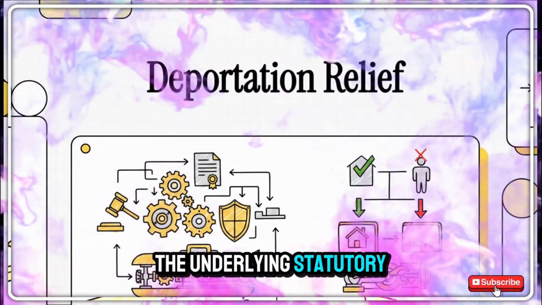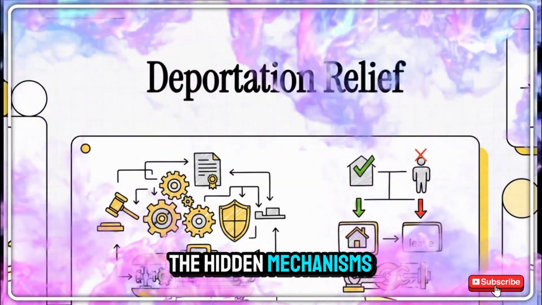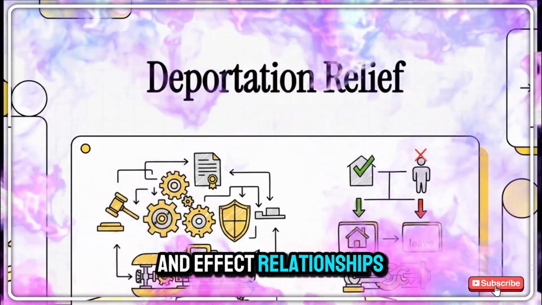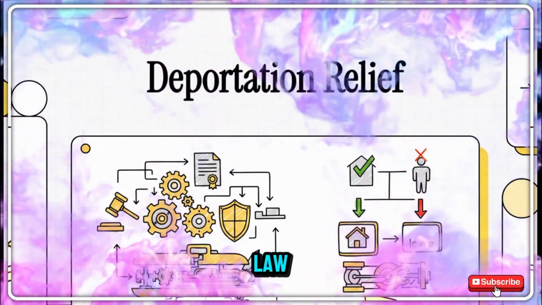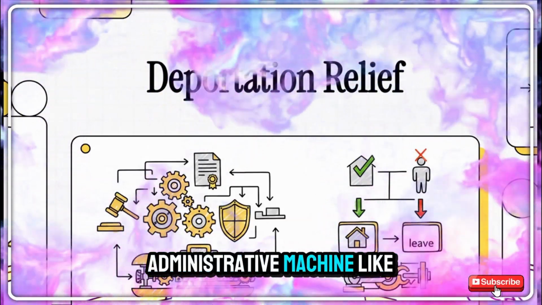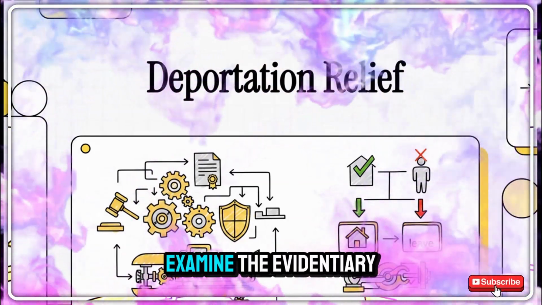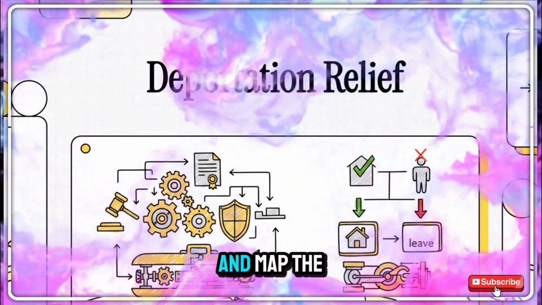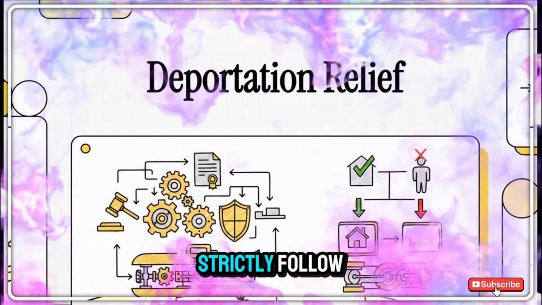underlying statutory logic. We'll be looking at the strict rules, the hidden mechanisms, and the cause and effect relationships that dictate who gets to stay and who must leave under the law. Get ready to understand this complex administrative machine like never before. We will isolate the variables, examine the evidentiary thresholds, and map the precise legal parameters that adjudicators must strictly follow.